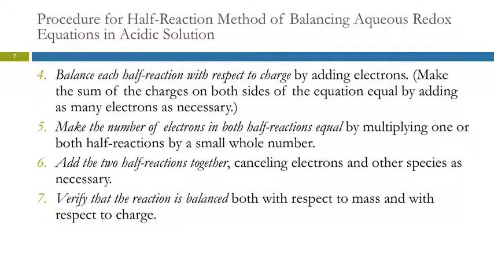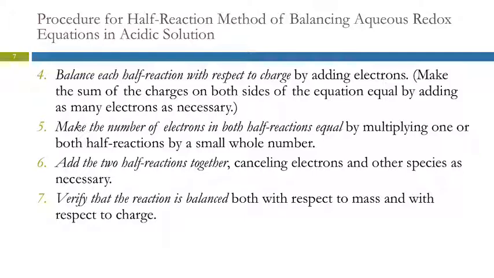Then you balance each of them with respect to charge by adding electrons. So the sum of the charges on both sides of the equation has to be equal, and you just put as many electrons as you need in there. Then you're going to make the number of electrons in both half reactions the same. So you may need to multiply one or both of them to get that to happen. Then you add them together.